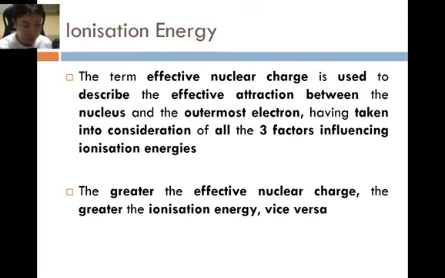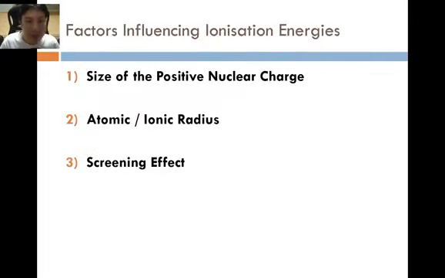Okay, so we have gone through the 3 factors that determine how large the ionization energy of each atom is, and we would like to summarize. These 3 factors actually determine how strongly the nucleus attracts the valence electron. Of course, the stronger the attraction, the higher the ionization energy. So after we have discussed these 3 things, what is the overall effect of these 3 factors on any single particular atom?